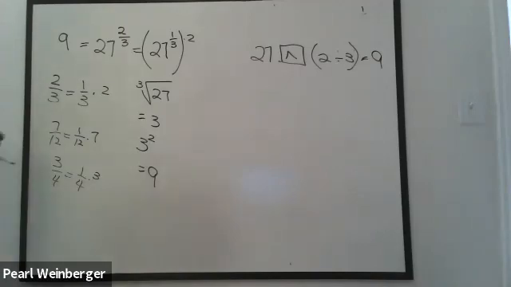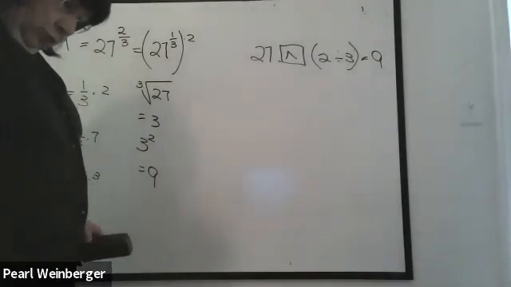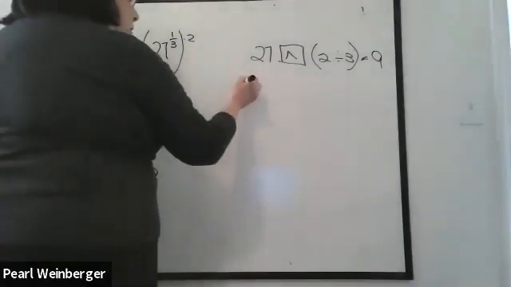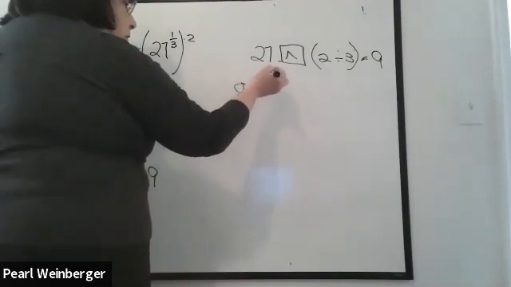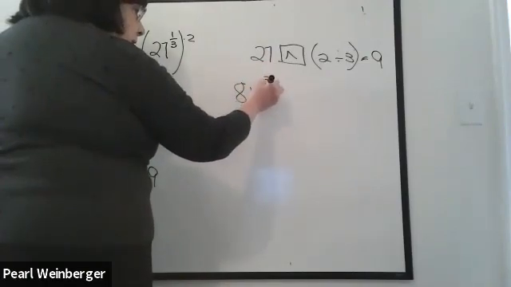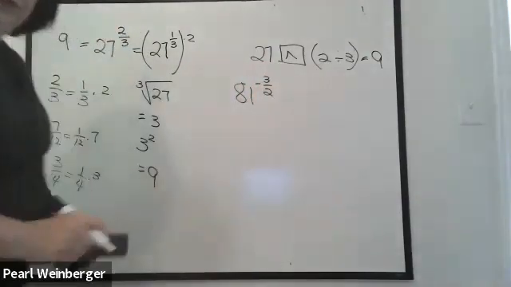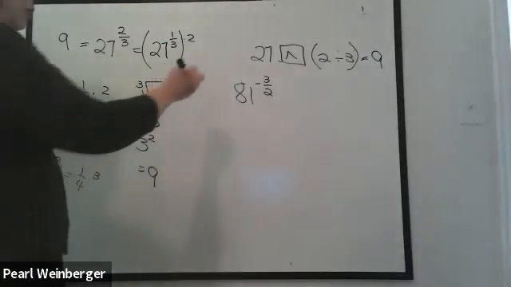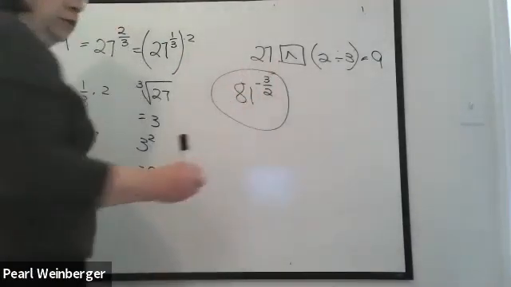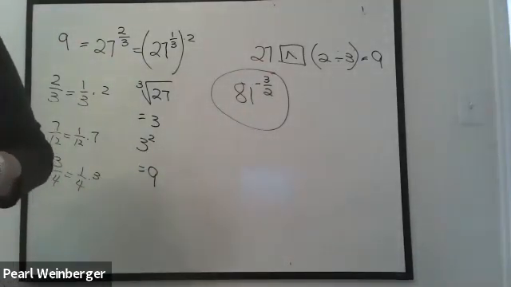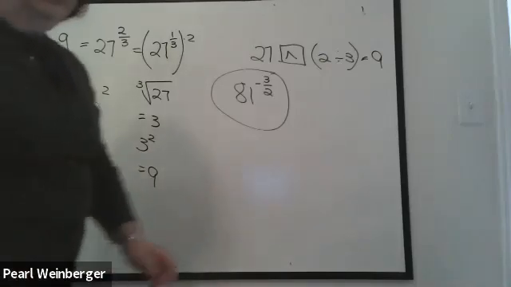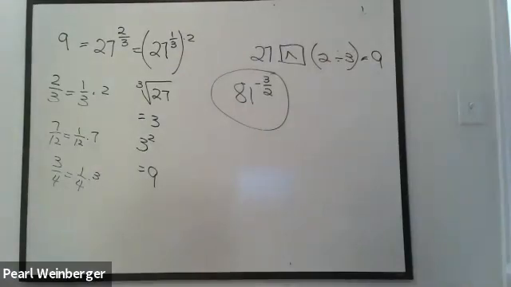What if I gave you a question like this? Figure out what 81 to the negative 3 halves is. I'm going to give you a few minutes to try this on your own. I'm going to take attendance while you're doing this. And you can try it. If you have a calculator, you could use your calculator and see if you come up with a good answer with your calculator.